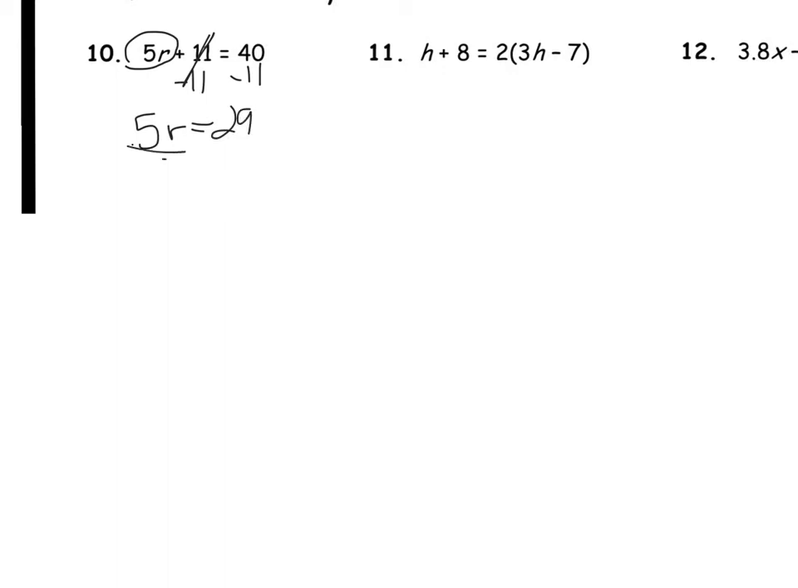And then to get r completely by itself, I would divide by 5. This is going to give me r is equal to 29 divided by 5. Let me grab my calculator. 29 divided by 5 gives me 5.8.